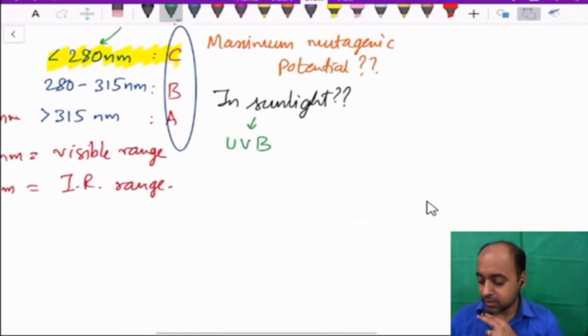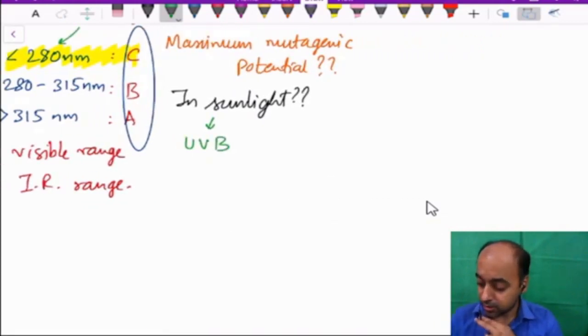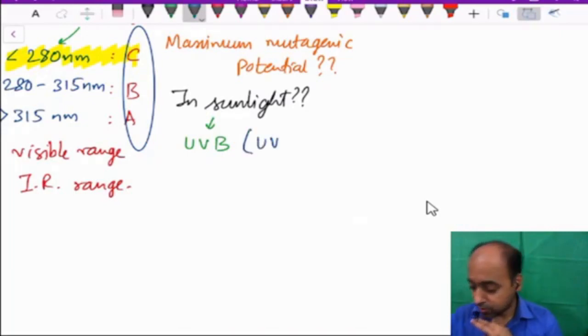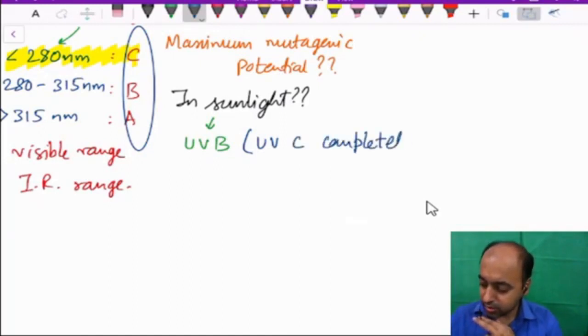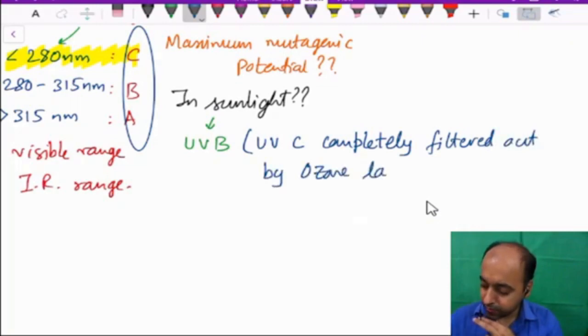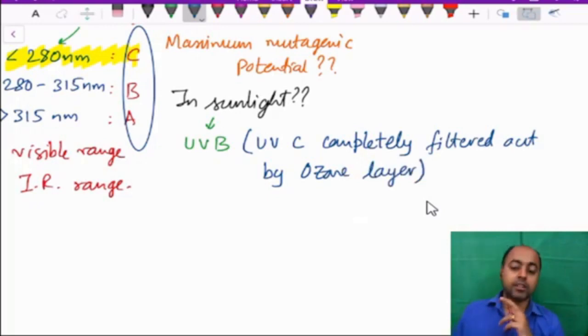And the reason is very simple. UVC does not reach the surface of the earth. It is completely filtered out by the ozone layer, and that is why in sunlight it is UVB.